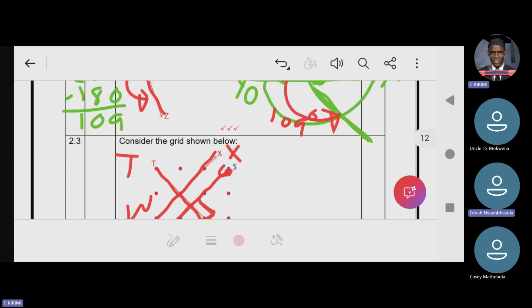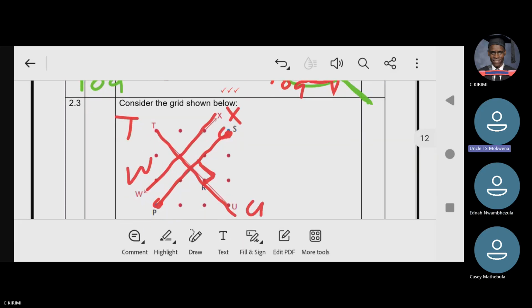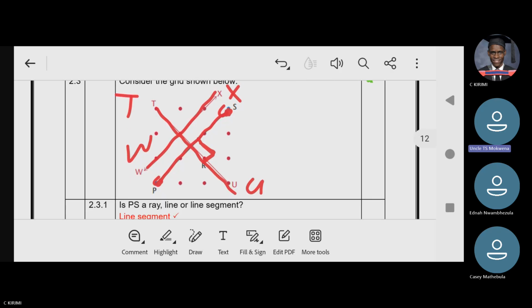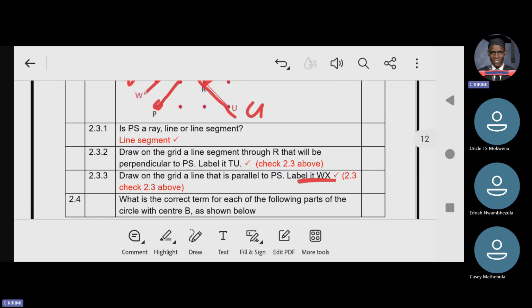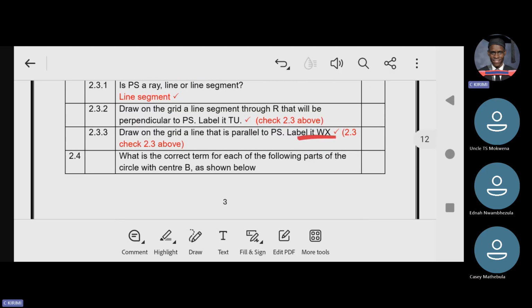Like that. Then you are done. You get your marks. Simple like that. Once you don't label the points, you don't get full marks.